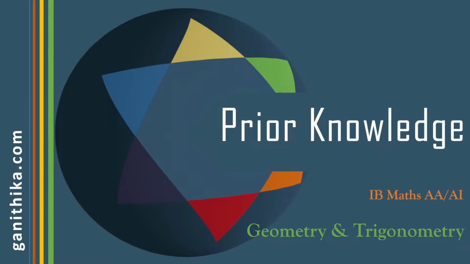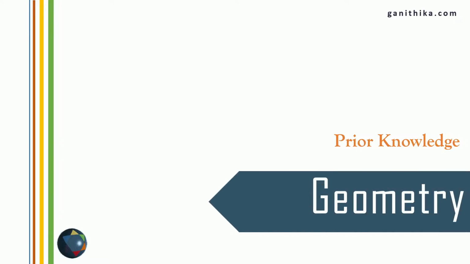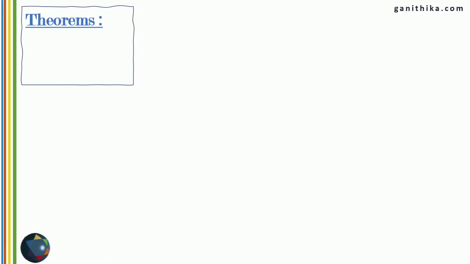In this video, we are going to see the prior knowledge topics on geometry and trigonometry. This is for IB Maths AA or AI, HL and SL students. First of all, let's see the topic on geometry. Under geometry, the first thing that you should have known are some theorems. The theorems here are Pythagorean theorem and its converse, and also something called triangle sum theorem.